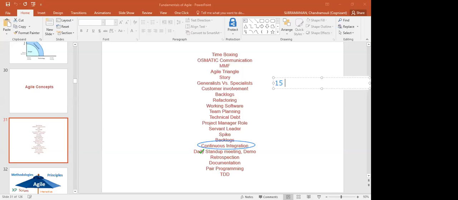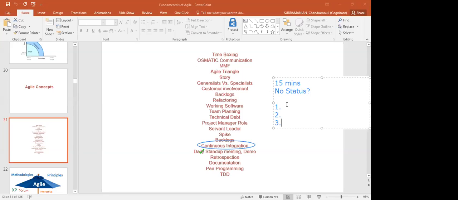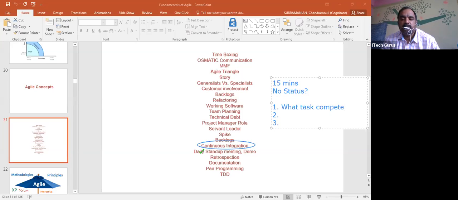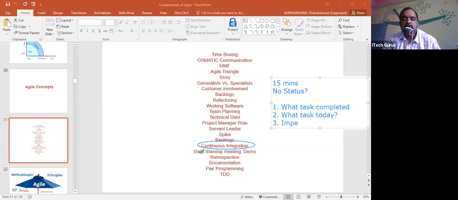Stand-up meeting is 15 minutes. And no status. To discuss a day's target. Okay, so please understand, they talk about what task was completed and what is to be done today. What task you are going to do today. Then what else? Is there any risk or impediment? Yes, is there any impediment? Right, this is what is happening.